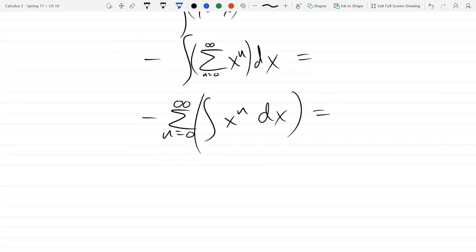OK, what is the antiderivative of x to the n, as long as n is not negative 1? The antiderivative is x to the n plus 1 divided by n plus 1. And this will work as long as n is not negative 1. The easiest way to spot negative 1 failing is you'll be dividing by 0. That's your big indication you shouldn't be doing this. But we're starting at 0, so we don't have that negative 1 problem.